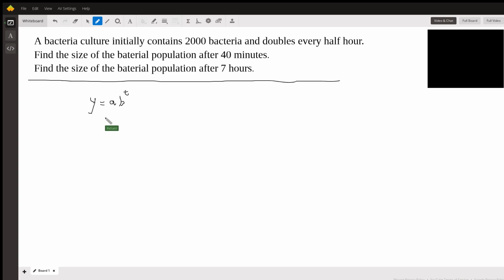Okay, so for this particular problem, let's figure out what these values should be. So we'll leave Y alone. The starting amount is 2,000. And it's going to double. And so that determines the base. The base is 2. How often does it double? It doubles every 30 minutes. And we're going to use minutes here.